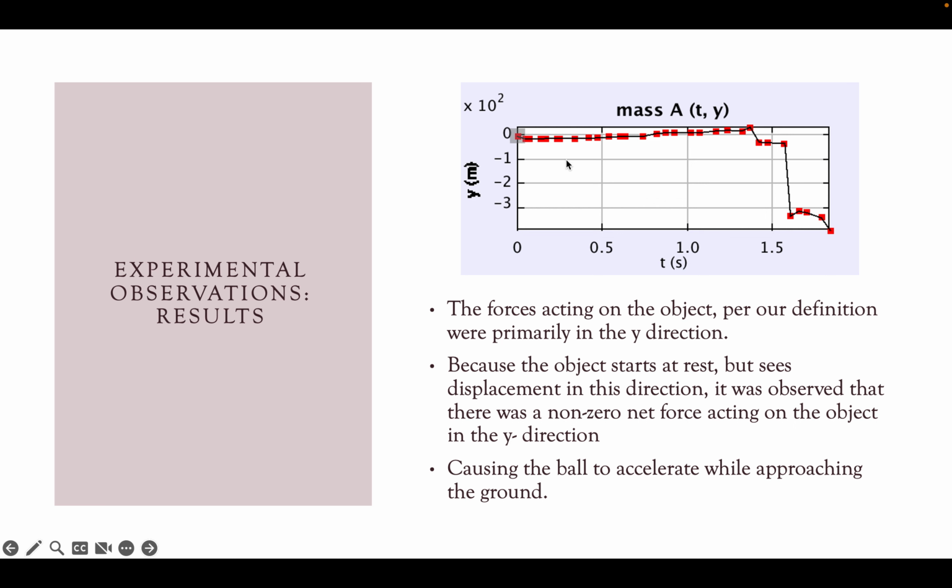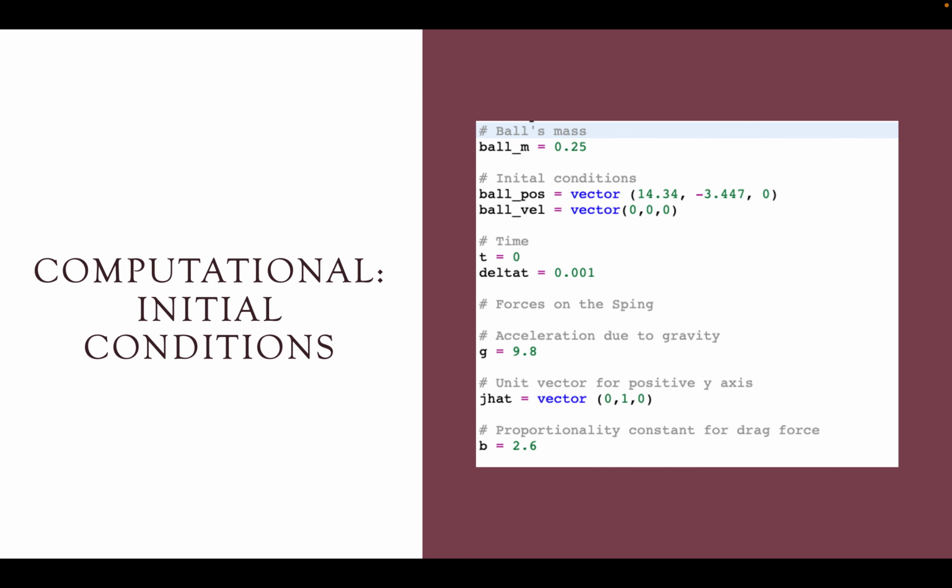Here we can derive that the forces acting on the object, per our definition, were primarily in the y direction. Because the object starts at rest, we see that the displacement over here is nothing, but when the hand lets go, there's a non-zero net force acting on the object in the y direction. This caused the ball to accelerate while approaching the ground.